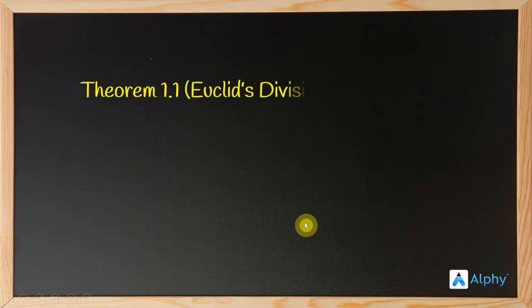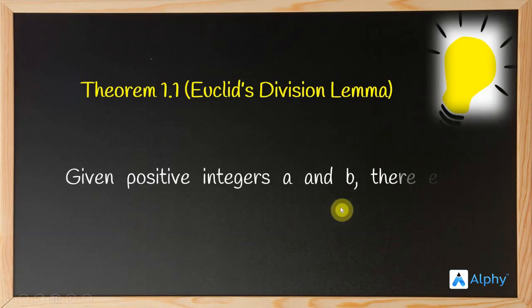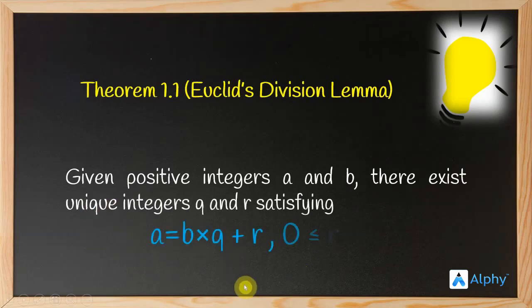Hello friends, so today we are going to discuss theorem number 1.1, Euclid's division lemma. So let's see the general statement of this theorem. Given positive integers a and b, there exist unique integers q and r satisfying a is equal to b into q plus r, wherein r is greater than or equal to 0 and less than b.